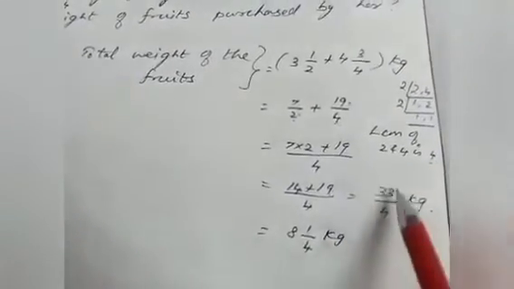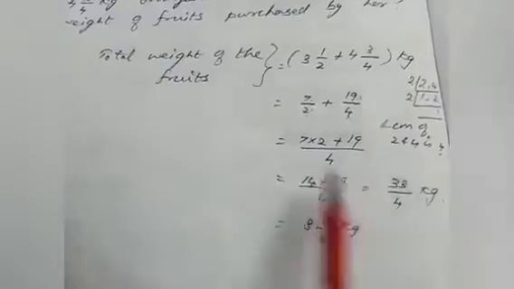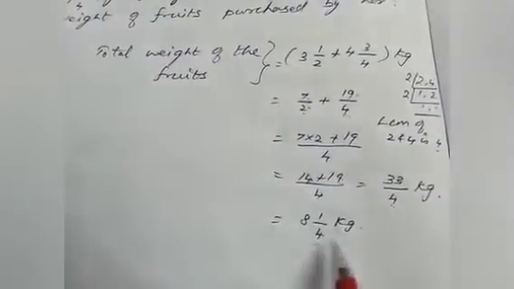So convert into a mixed fraction. So 33 divided by 4 as a mixed fraction is 8 1 by 4 kilograms. So the total weight of fruits is 8 1 by 4 kilograms.